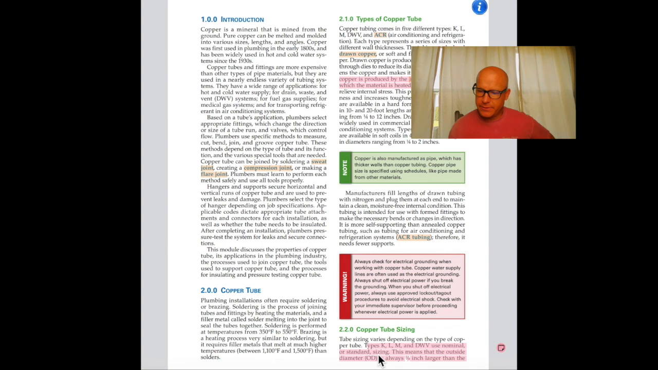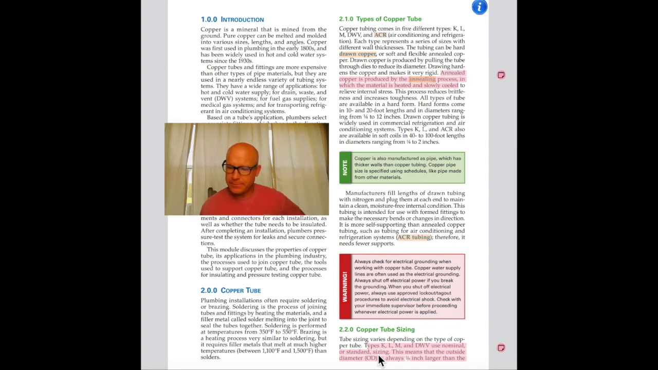Alright, our first note deals with annealed copper. Annealed copper is produced by an annealing process in which the material is heated and slowly cooled. Write that down. The next note talks about copper tube sizing.